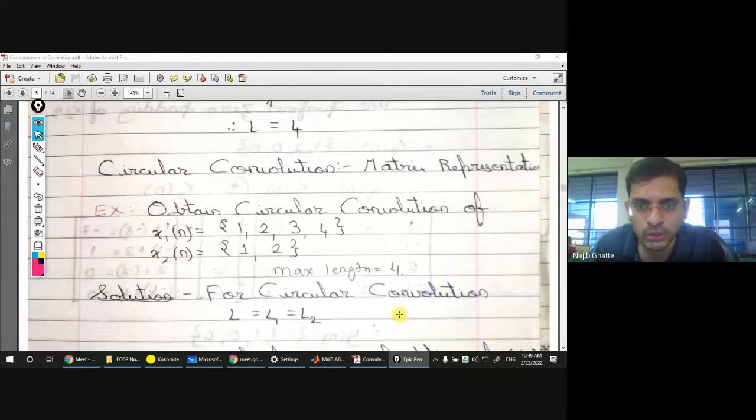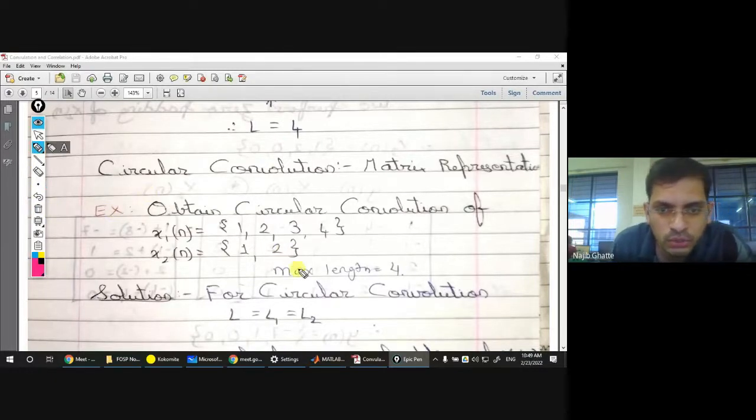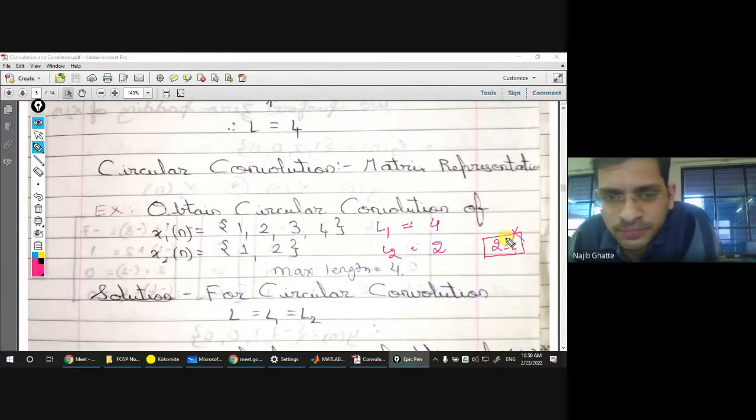The formula for circular convolution is L is equal to L1 equal to L2. But L1 is 4, L2 is only 2. How come 2 equal to 4? CRG sir, Meghna madam, Nida madam, maths teacher will scold me. 2 equal to 4. क्या करोगे सर? What to do?